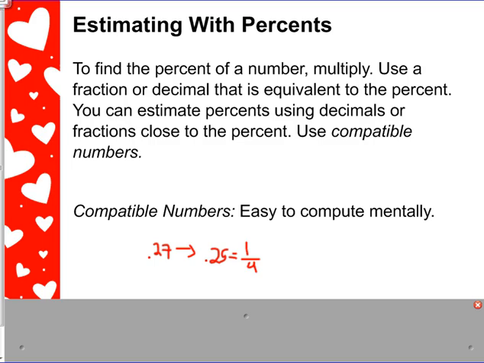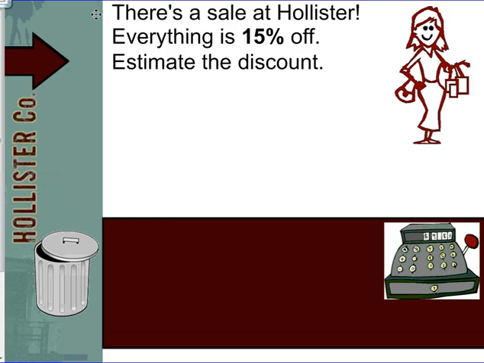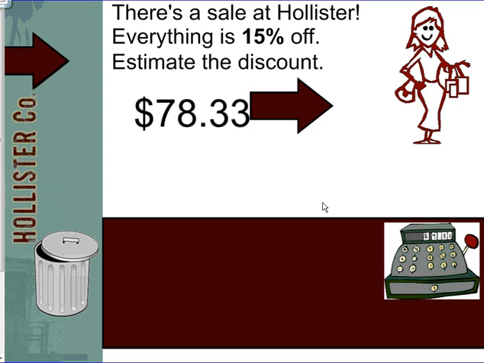All right, so for example, there's a sale at Hollister. Everything is 15% off, and we want to estimate the discount. So we have the price of the item is $78.33. All right, so if the amount is $78.33 and we need to find 15% of that discount, we want to estimate.